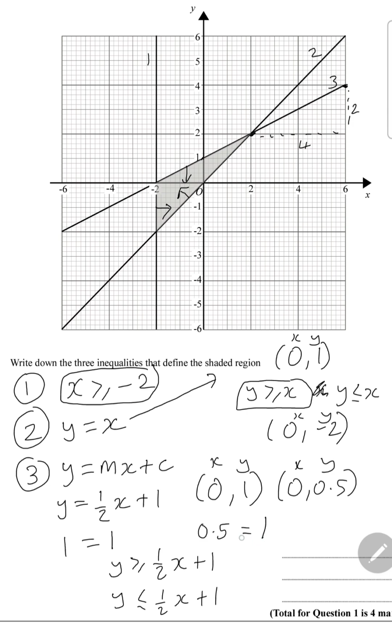So 0.5, is it more than or less than? So it's clearly less than or the same as, so we go for y is less than or the same as half x plus 1. So these are the three inequalities that will answer this question, and they define the shaded region.